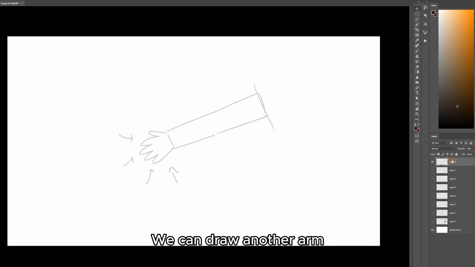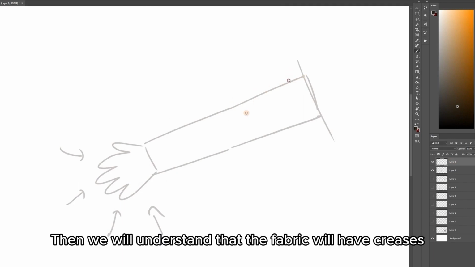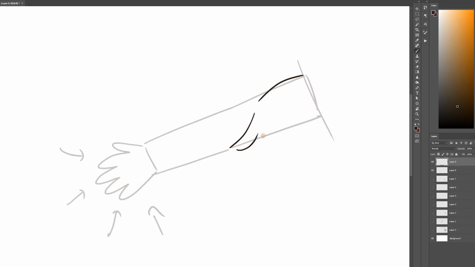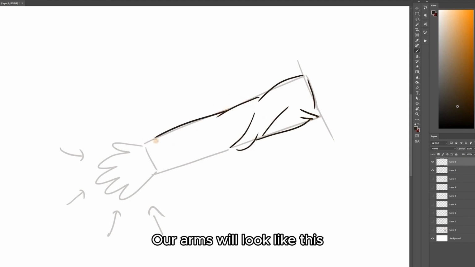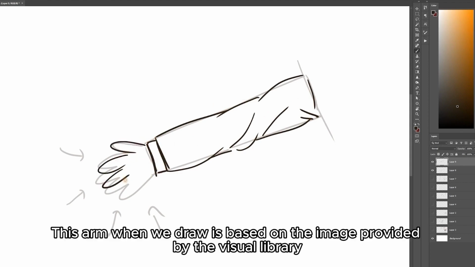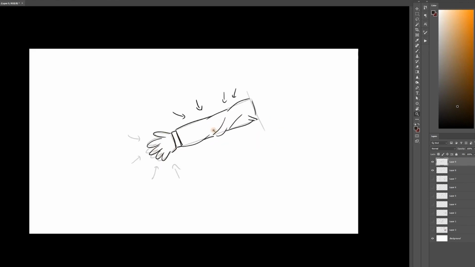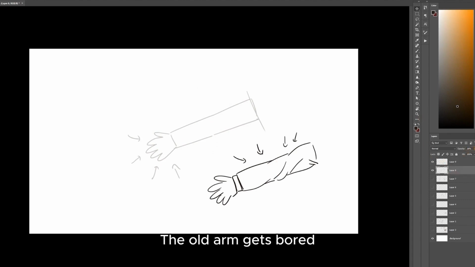We can draw another arm based on what we have learned. Then we will understand that the fabric will have creases. Our arm will look like this. There may also be an inner shirt. Draw a hand like this. This arm, which we draw based on the image provided by the visual library, is more lively. It's much more vivid than the old arm. The old arm gets boring.